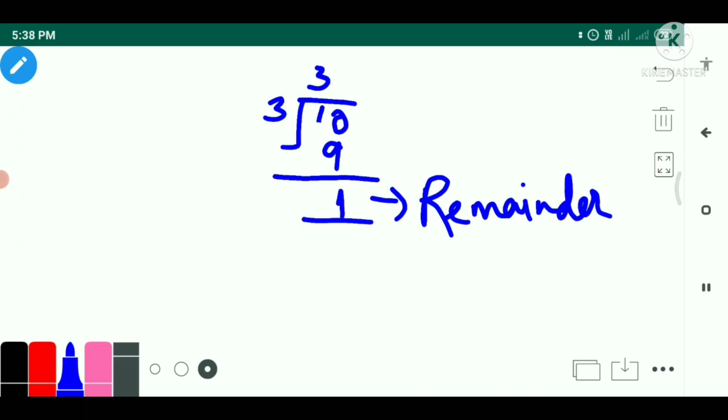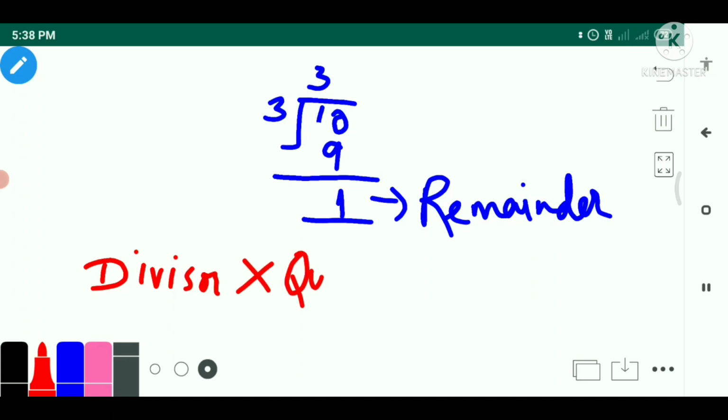So my dear students, we can also check whether our division is correct or not. Whatever we divide, we can check if it is correct. So how can we check this? For this, just remember: divisor multiplied by quotient plus remainder will give the dividend.